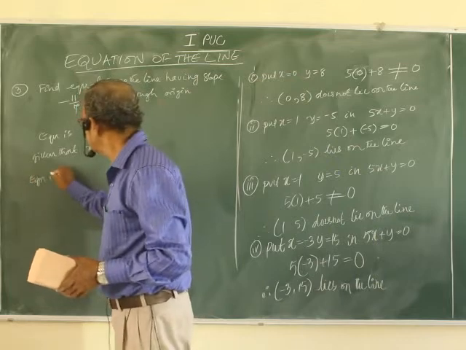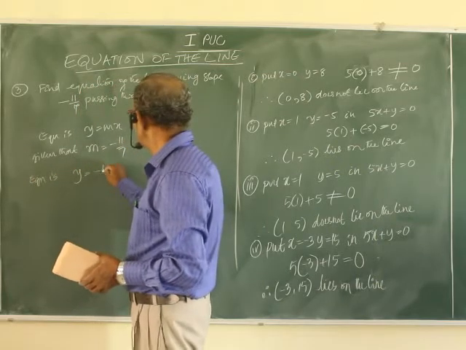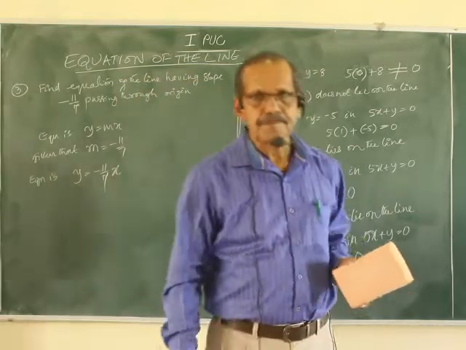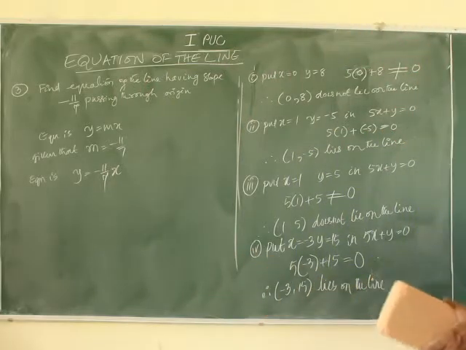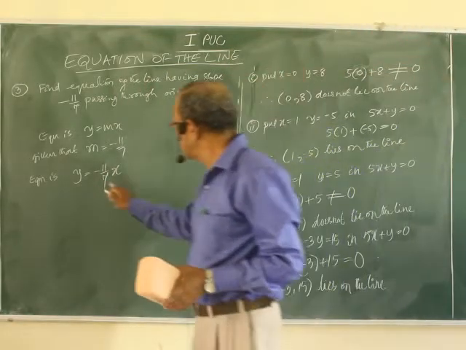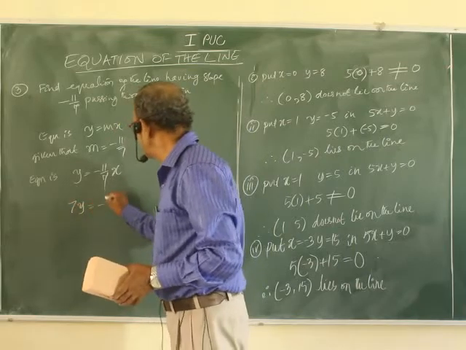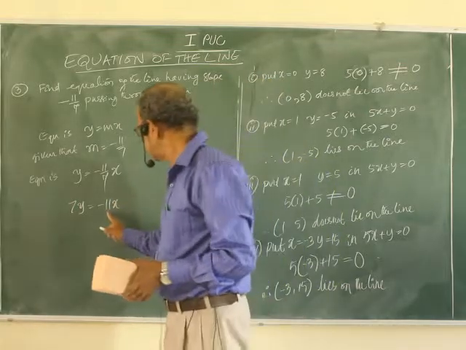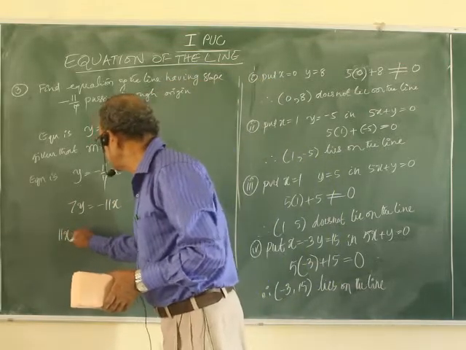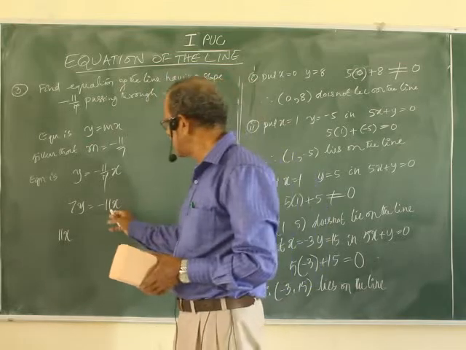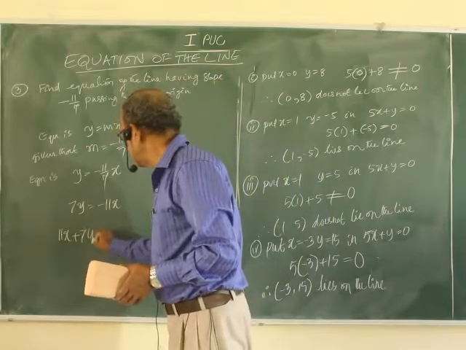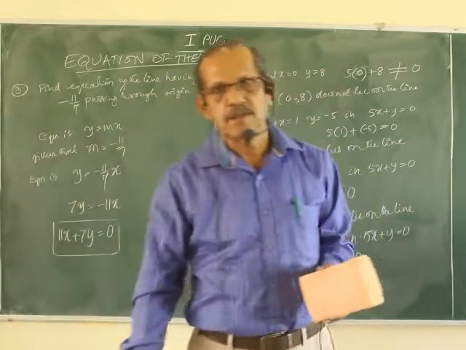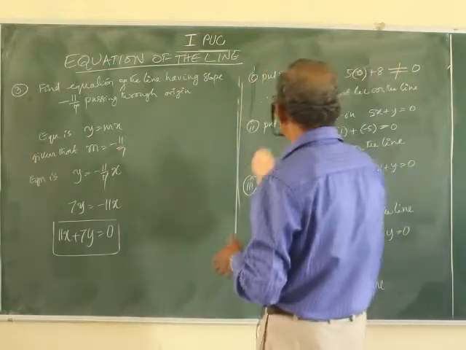Equation is y, write as it is, only write the value of m, x. Simplification, bring the 7 to the other side. 7y equal to minus 11x. And it is the general form representing the equation by bringing all the terms to the same side. Minus 11x becomes plus 11x, 7y as it is, right hand side always 0. Over. Whatever may be the slope given, you can find the equation.